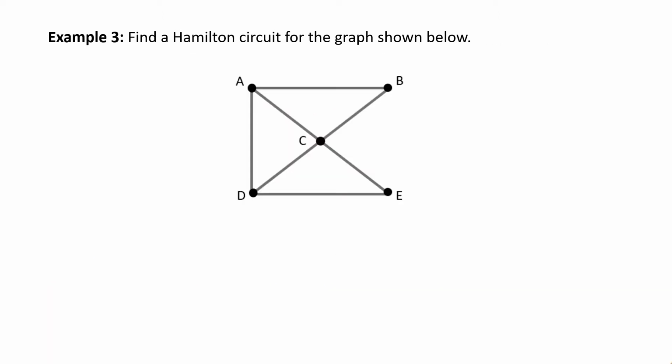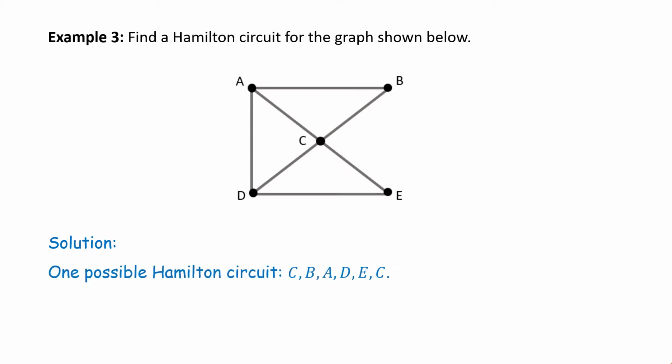Example, find a Hamilton circuit for the shown graph. Our solution, there are many of them. One possible Hamilton circuit. I'll start at C. Travel to B, A, D, E, back to C. Before you continue, find another Hamilton circuit on your own.